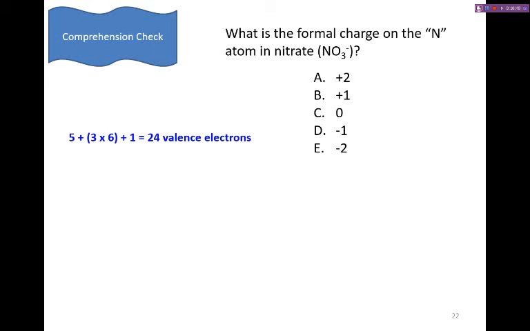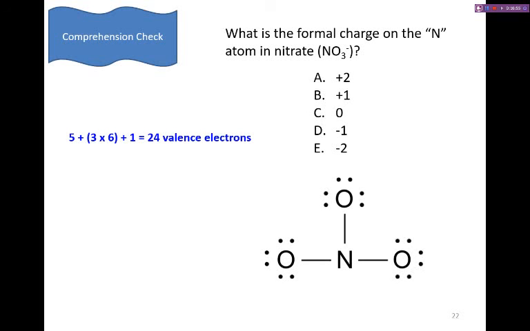We need to count up the number of valence electrons, which is 24. Put nitrogen in the middle of the oxygens and draw single bonds between it and the oxygens. Then we distribute the lone pairs of electrons. What we notice here, though, is that the nitrogen is not satisfied, and so we need to form a double bond between it and one of the oxygens.